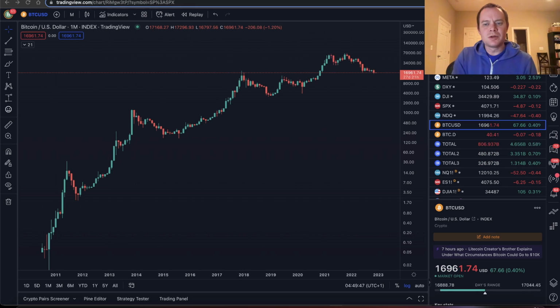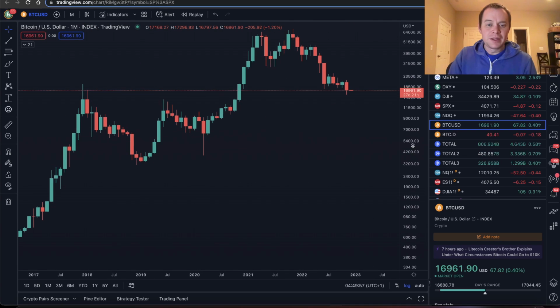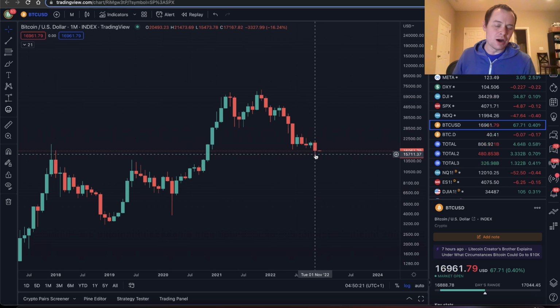Now, oftentimes when people look at the Bitcoin chart, or any chart, it's natural to look at the candles that you see on your screen, right? Fairly normal looking chart, and you essentially have the open and the close dictating the color of that candle. So for instance, last month, Bitcoin opened at 20,493 back in early November, but it closed at 17,167. Therefore, because the closing price was lower than the opening price, it ends up being a red candle.